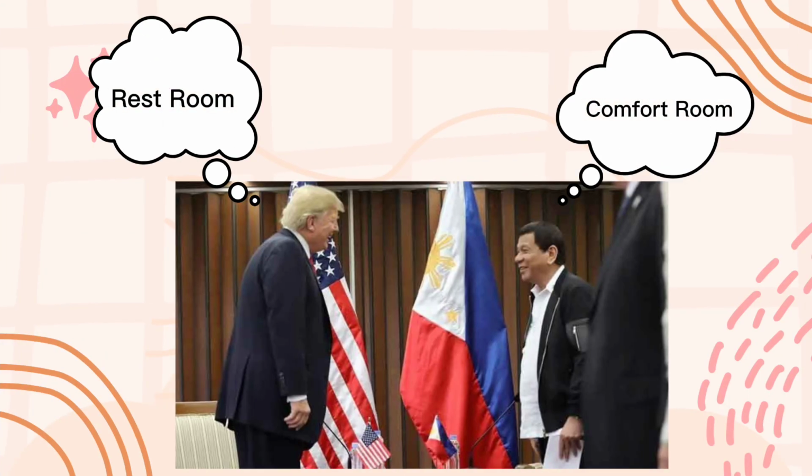function. Let's proceed to our example in regional varieties. In the Philippines, people say comfort room, while in America, they say rest room. Even if they mean the same thing, the vocabulary is different because of culture and place. This shows how language reflects where we came from.